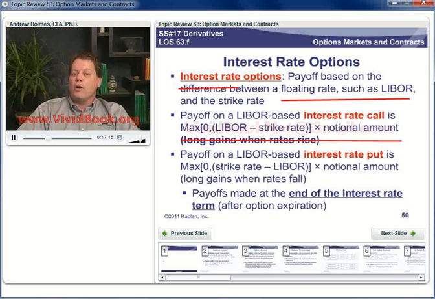For the payoff to the put, so this is the long put, well, the payoff is going to look very similar. The only difference is going to be the reversal of LIBOR and the strike rate.